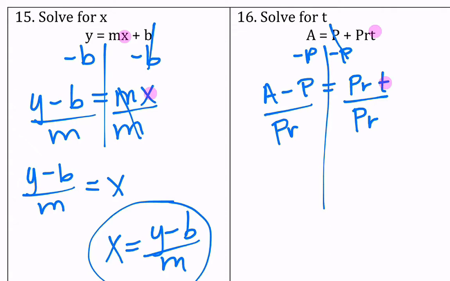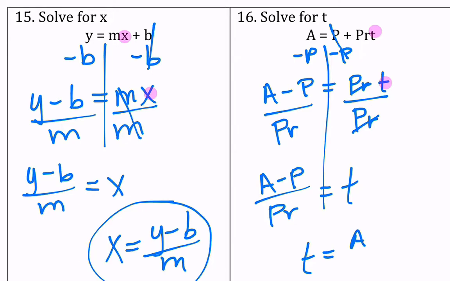On the left, my a minus p divided by pr will drop down. On the other side, the pr that's on top cancels the pr that's on bottom, so t drops. Okay, t is all by itself, which is what we wanted. So all the work is done. So let's write it proper. I know t is equal to a minus p all divided by p r.